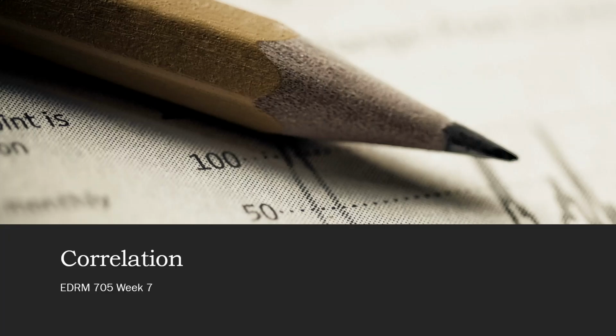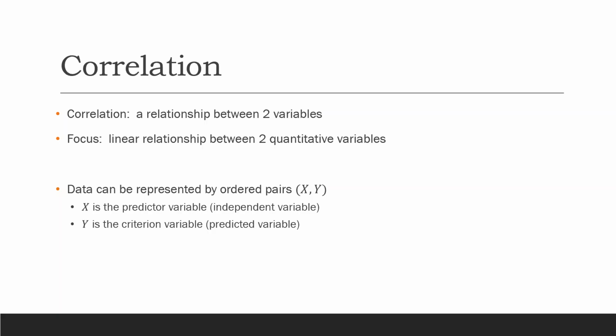In this video, we're going to talk about correlations and the correlation coefficient. A correlation is nothing more than a relationship between two variables. But what we're going to be focusing on in this lecture is the linear relationship between two numerical variables, or two quantitative variables. There are other types of correlation coefficients for other types of variables. What we're going to focus on in this lecture is two quantitative variables.